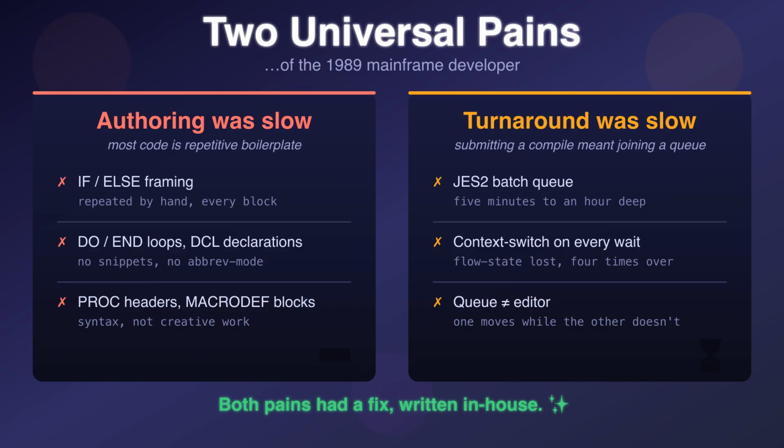Two universal pains. Authoring was slow because most code is repetitive boilerplate, and the editor offered no help. Turnaround was slow because submitting a compile meant joining a queue, and on a busy day, that queue could be an hour deep. Both pains had a fix written in-house.